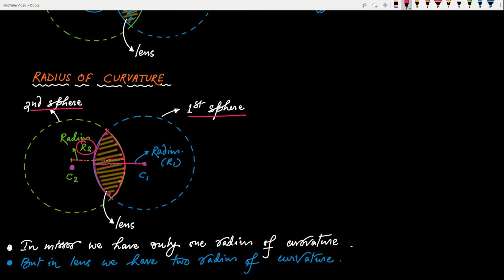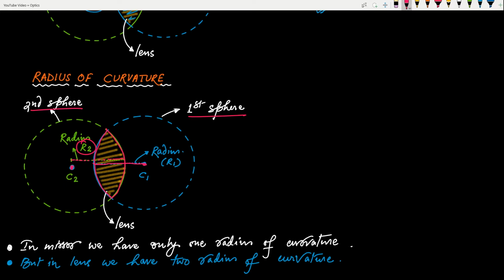lens. But again, there is a bit of difference when it comes to radius of curvature in a lens and radius of curvature in a mirror. In a mirror we have only one radius of curvature. The reason is simple, because a mirror is made up of one sphere, but in the case of a lens there are two radii of curvature. The reason is again simple, because a lens is created by two spherical surfaces. Simple as that. So this is radius of curvature.